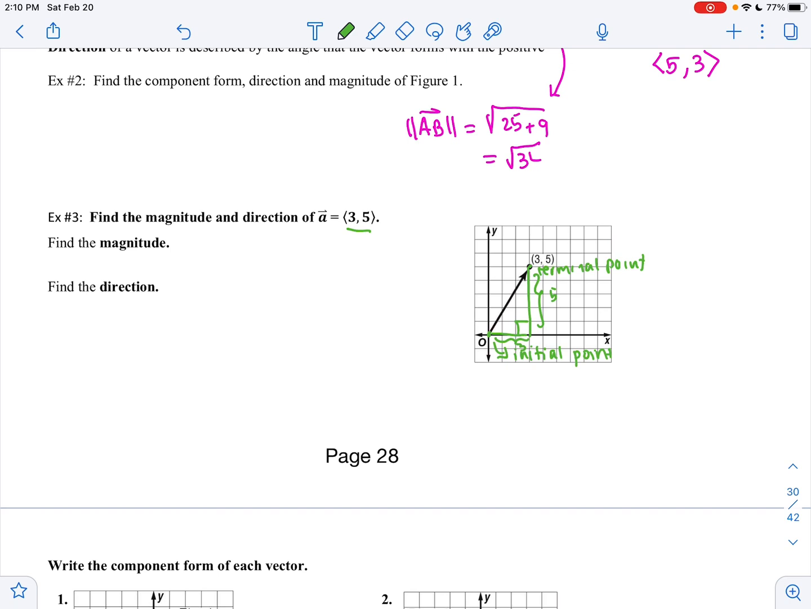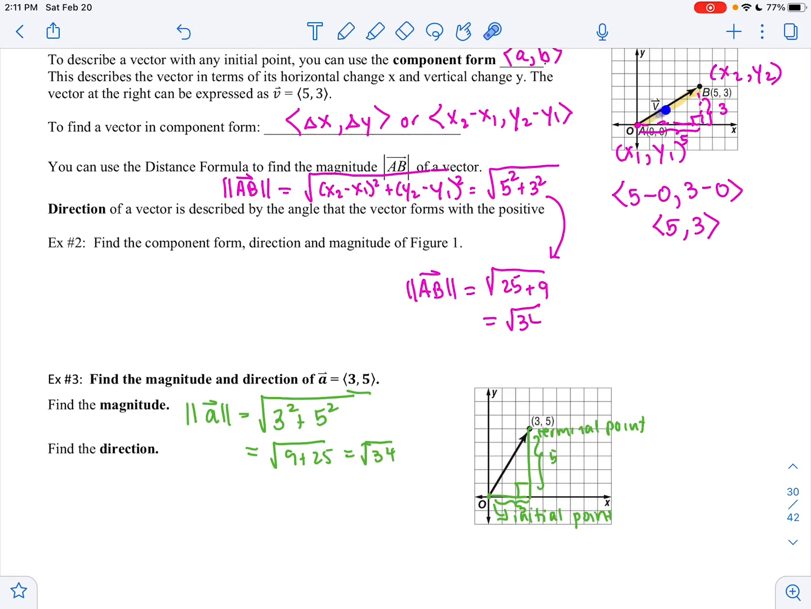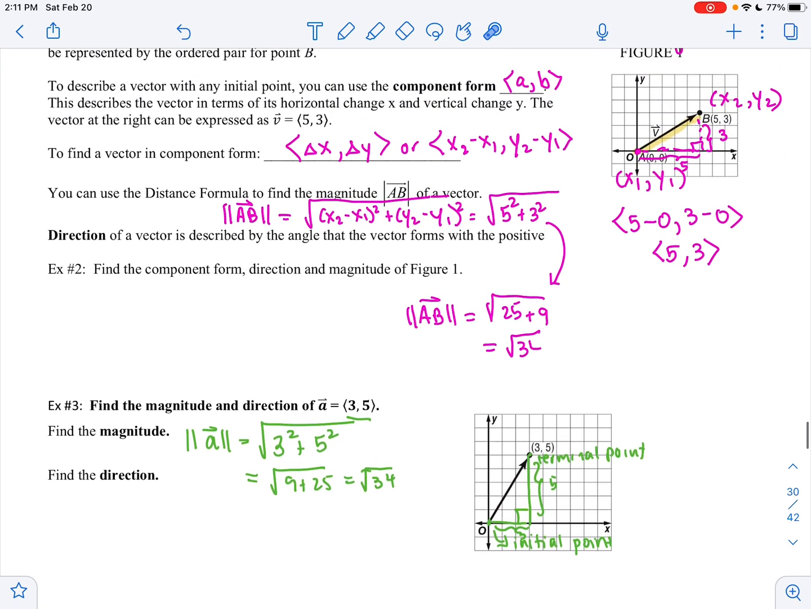So in this case, the magnitude is the length of that vector, and that's represented symbolically with a double absolute value bar. We take the square root of the leg squared plus the leg squared, so 3 squared plus 5 squared, which is 9 plus 25, the same answer as what we got above in example 2. And it makes sense because in example 2, we see that the length of this vector is equal in size to the length of this vector. So the magnitude of both of those vectors is the same. Now the direction is different in both these two vectors.